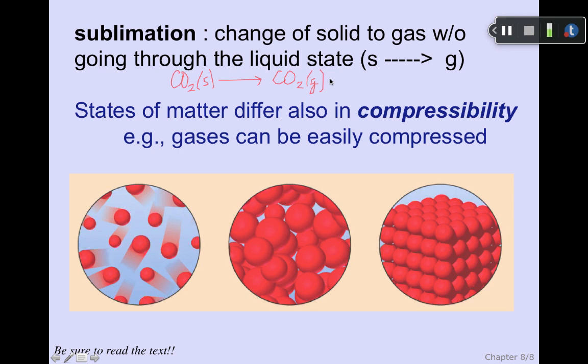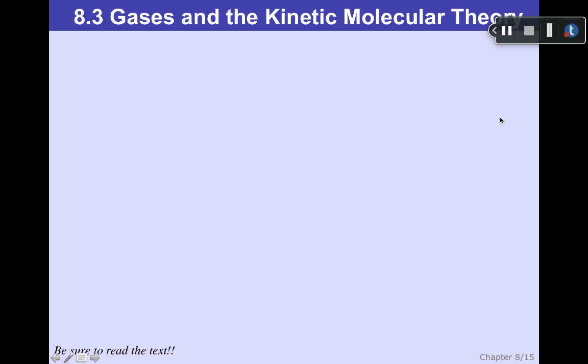The states of matter, solid, liquid, and gas, differ in how compressible they are, and we're looking at all 3 states of matter to some extent in Chapter 8. Gases can obviously be quite easily compressed compared to a liquid or a solid. All right, what else do we need to know about the way gases behave?